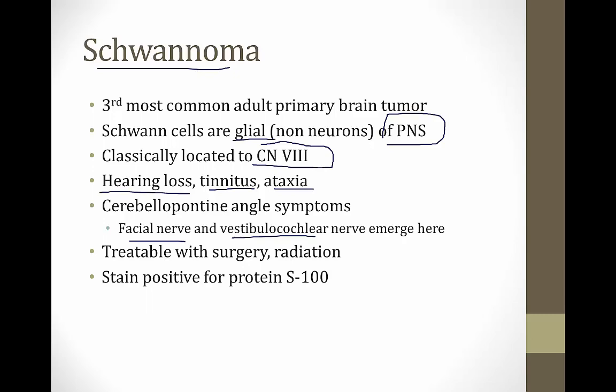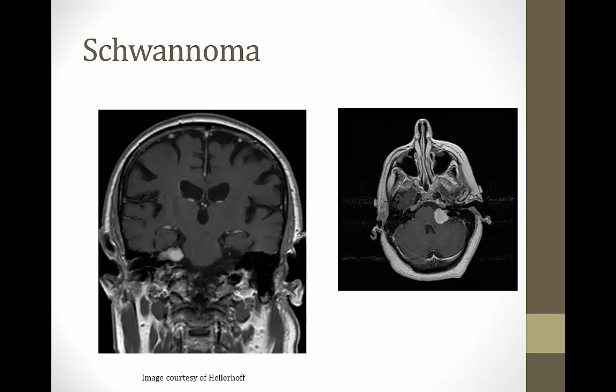They're treatable with surgery and radiation, and they stain positive for a protein called S100, which is also a marker of Schwann cells. And here's a couple MRI images of people with schwannomas. This person has one right over here. You can see this white area here, and this person has a tumor right over here at the cerebellar-pontine angle.